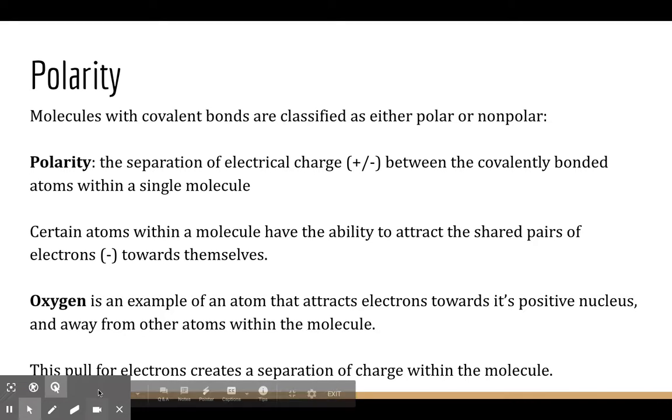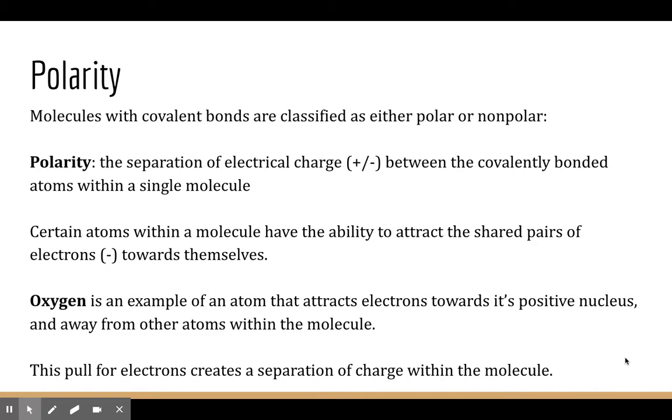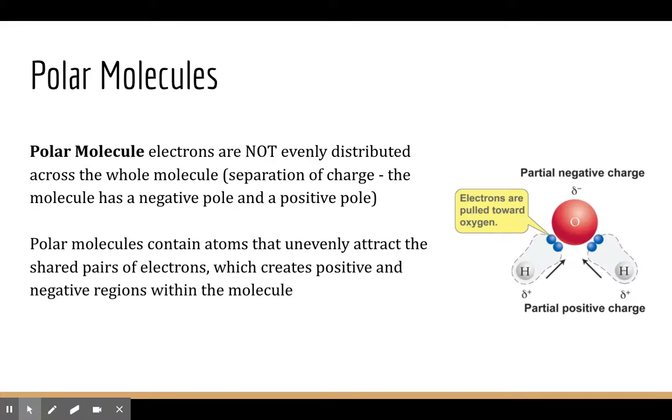All right, so when you have an electronegative atom and it's pulling the electrons towards one atom and away from others, this pull for the electrons, this hogging of the electrons, creates that separation of charge that creates the polar molecule. So here's your formal definition. Polar molecules are molecules where electrons are not evenly distributed across the whole molecule, aka there is a separation of charge, and the molecule has a negative pole and a positive pole.